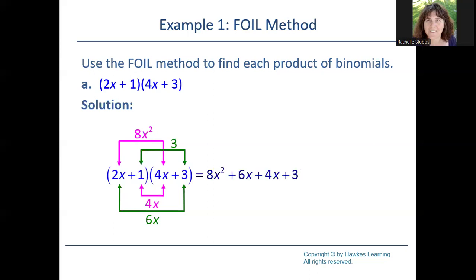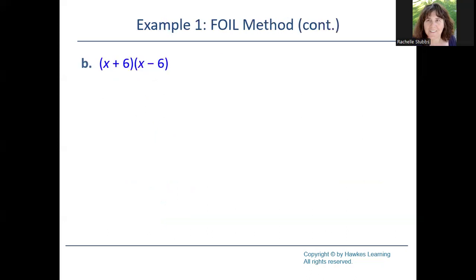And so they do that. The first, the last, and you notice that the inside and the outside terms will combine together. They always combine together if we're doing binomials of standard form, okay? So 6x and 4x combine together and we would get that. So that is one way of doing it. You still can use the box method. You can use the stacked method. You can distribute however you like to do it. We're just reminding you of FOIL.